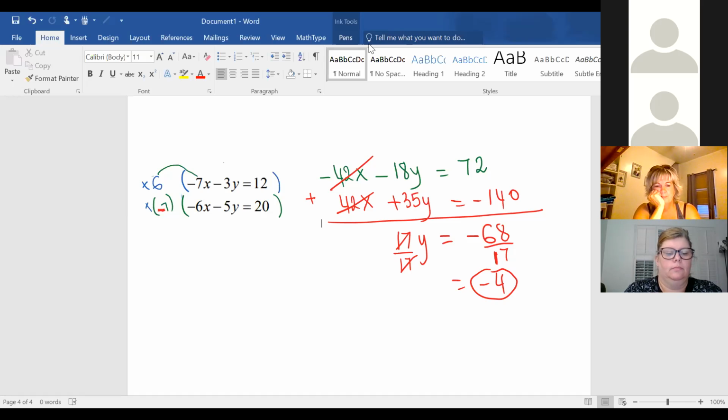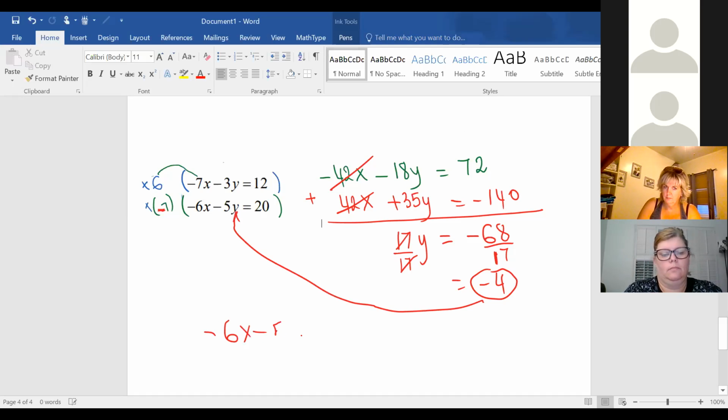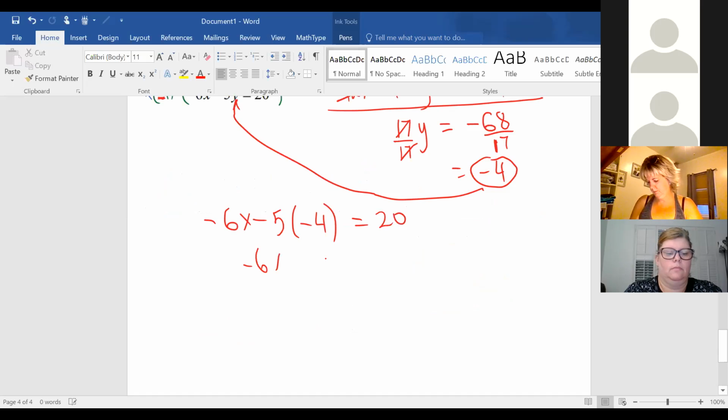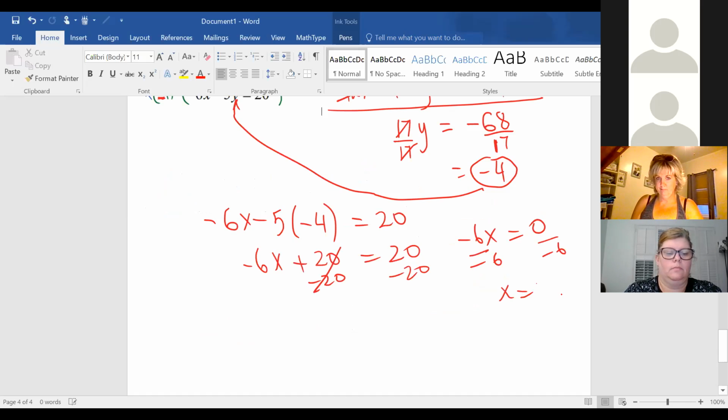Okay. So after you get the -4, you plug in -4 in either of the equations. Let's say I'm plugging in -4 for y here. I get -6x minus 5 times -4 is equal to 20, which is -6x plus 20 equals 20. You subtract 20 on both sides, so we get -6x equals 0. Dividing by -6, we get 0. So x equals 0. You see, same answer we got.